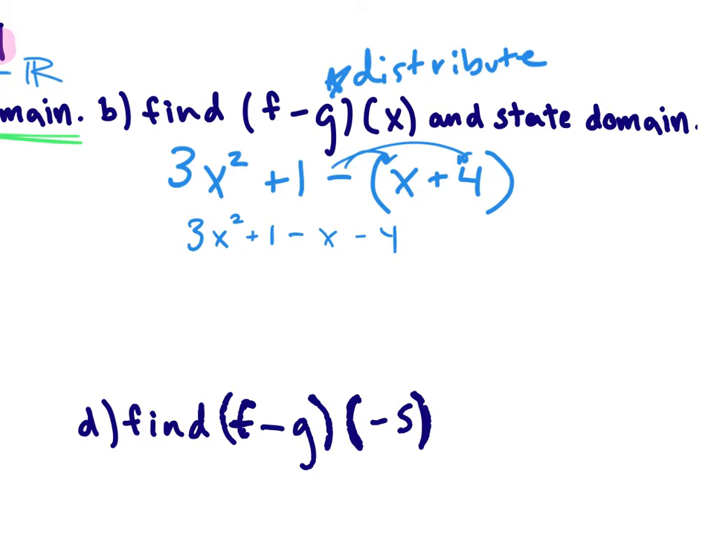Combine our like terms. So we have 3x squared minus x. We can combine this 1 minus 4. What's 1 minus 4? -3. So this is our f minus g of x.